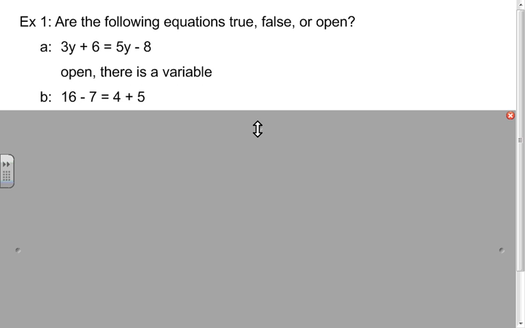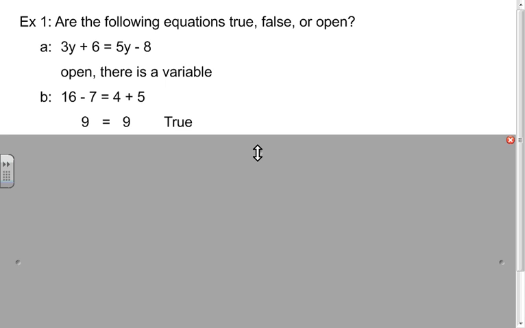The next one, 16 minus 7 equals 4 plus 5. If I do the math on the left, 16 minus 7 is 9. If I do the math on the right, 4 plus 5 is 9. Since 9 is equal to 9, that makes it a true equation. So you do the math on both sides and see if you get something that's true.